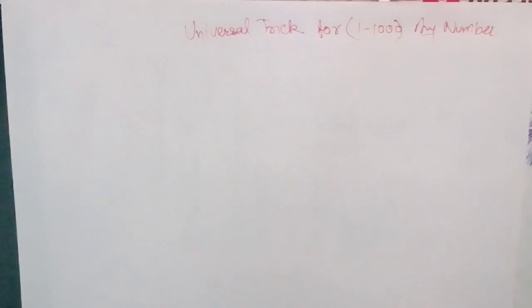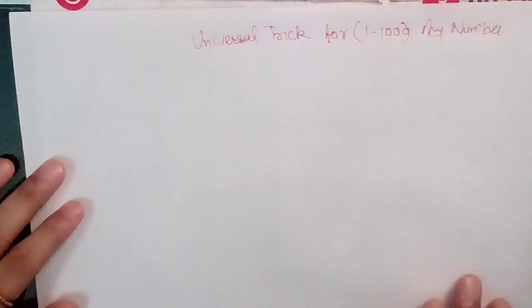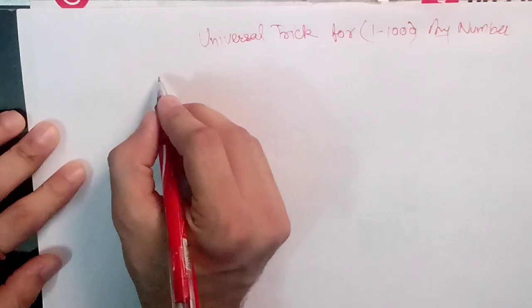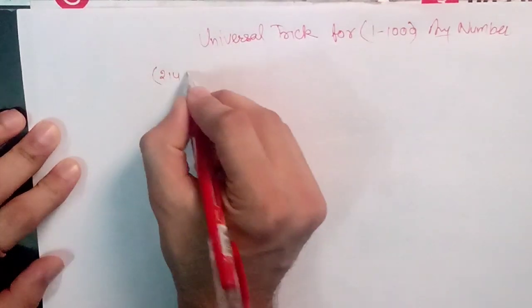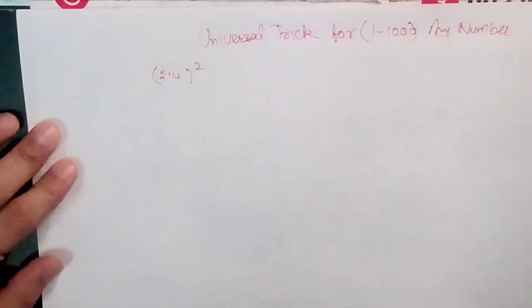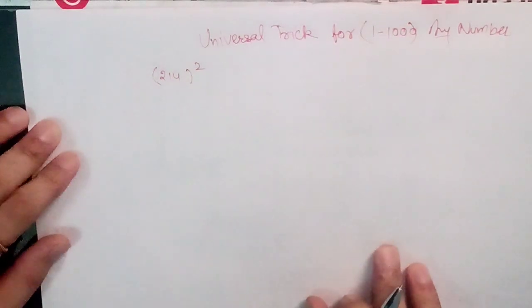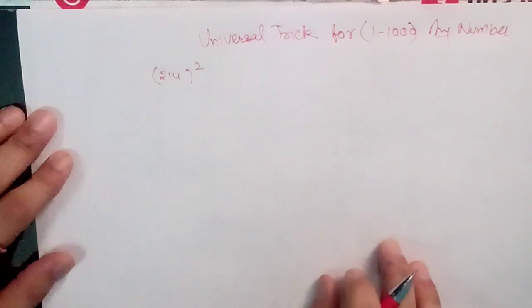So now I am giving you a universal trick to calculate the square of any number between 1 and 1000. Starting with the very first example, let's calculate the square of 214. After this you will be able to solve this square in seconds only. Let's do it quickly.